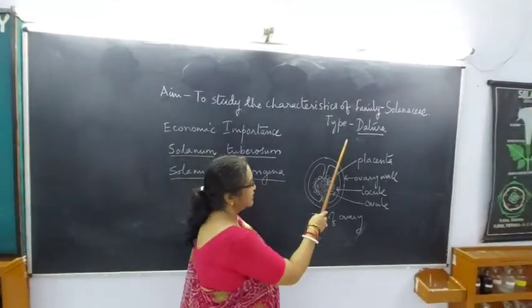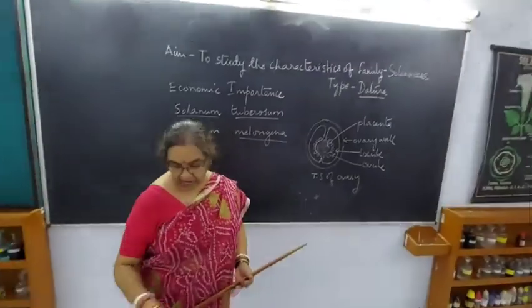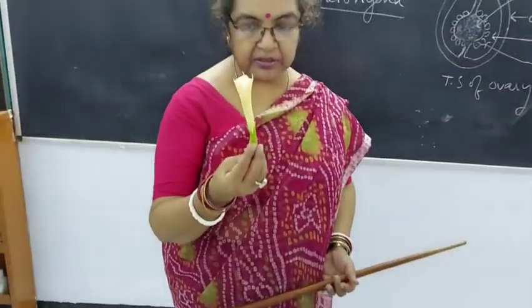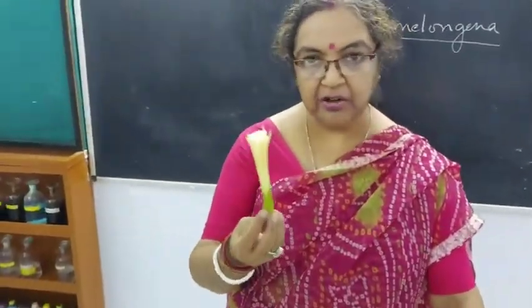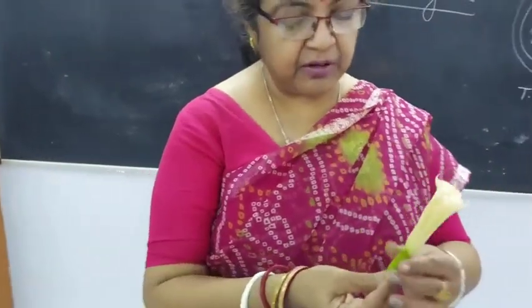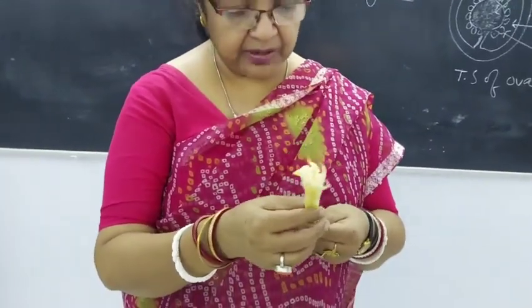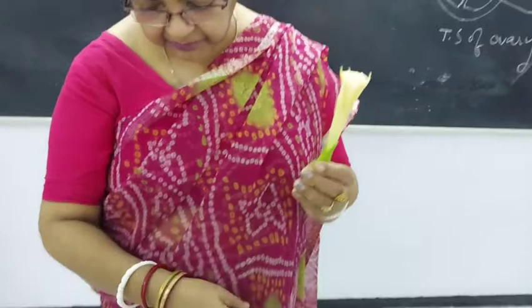So we have taken the flower of Datura. This is a full flower of Datura, you can see it. It grows along the roadside. It's a big flower and you can see the various parts of this flower.